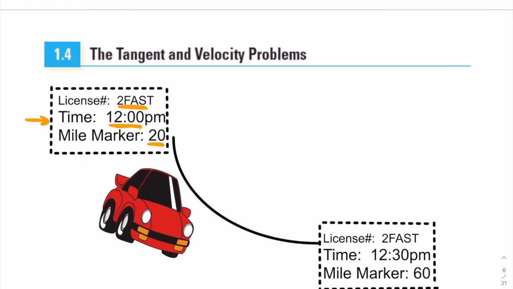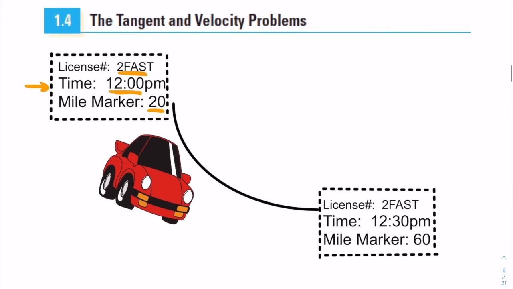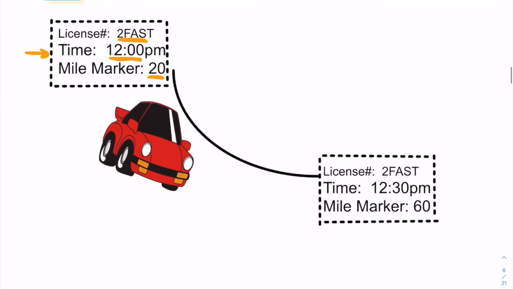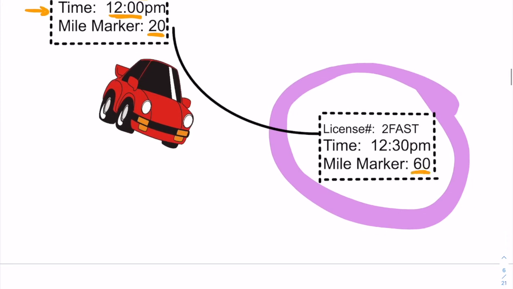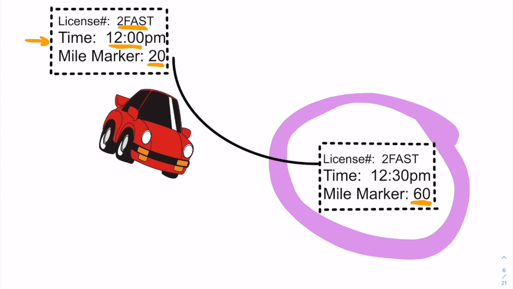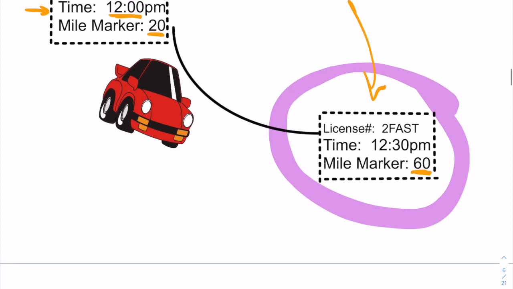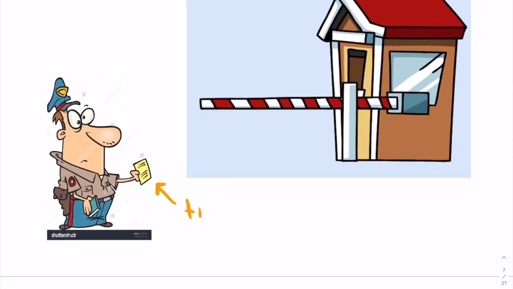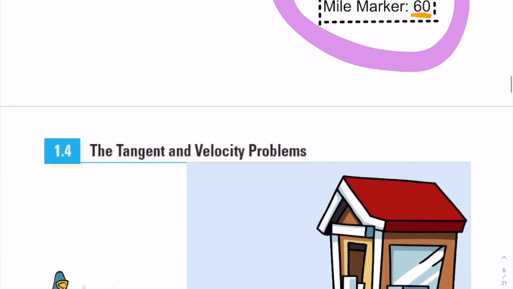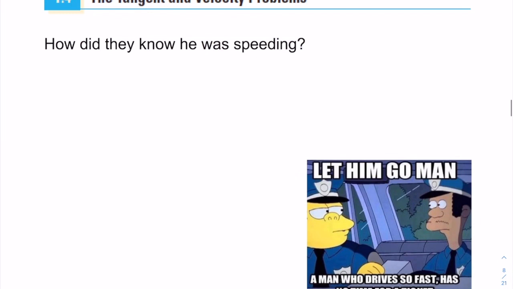So let's say you're driving at 12 o'clock, okay? You've reached the 20-mile marker, and then you get to your next toll booth, okay? At 12:30, you reach the mile marker 60, okay? So here's what happens when you get to the second toll booth, right? There's a guy right there, and instead of a receipt, he actually gives you a speeding ticket. Okay? So here's my question to you guys. How did that guy know that you were speeding?